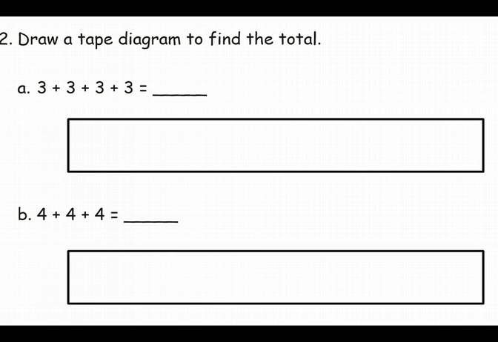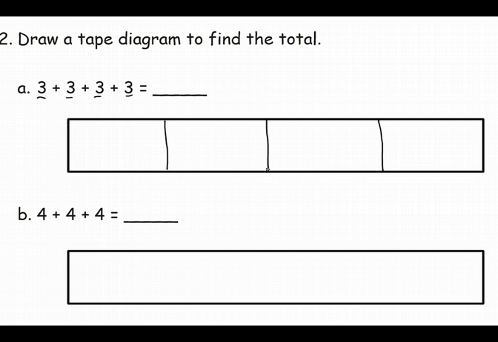Now I'm going to draw my own tape diagrams to find the total. The first repeated addition problem is 3 plus 3 plus 3 plus 3. That means I need to divide my tape into 4 sections. So I'll do that first, because we have 4 groups of 3.